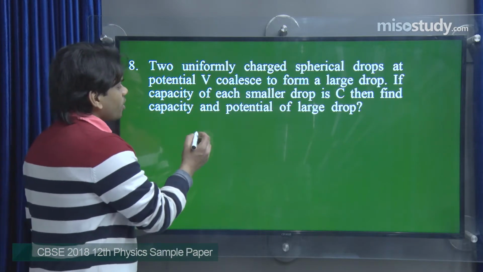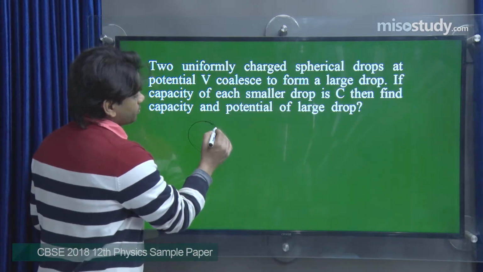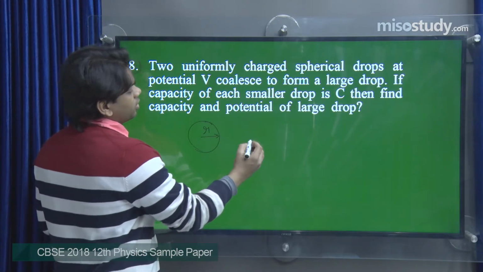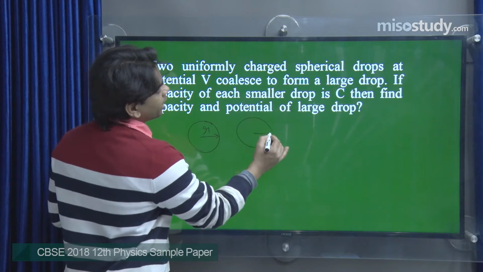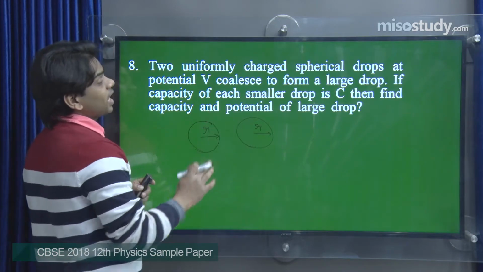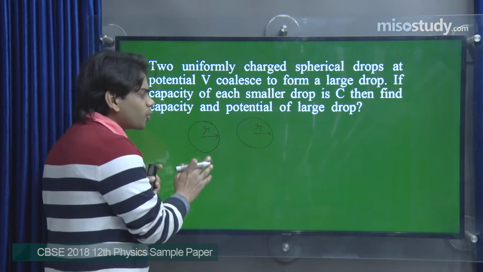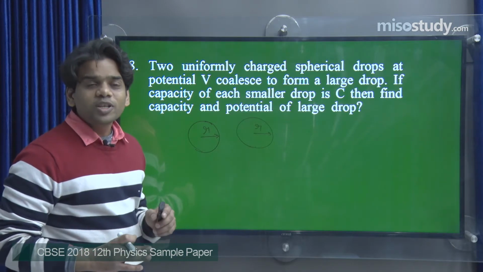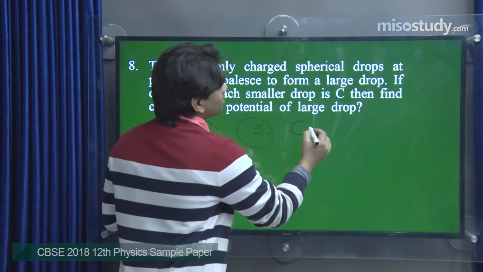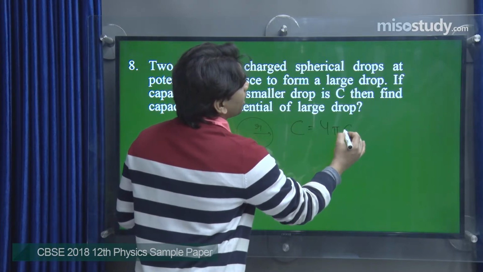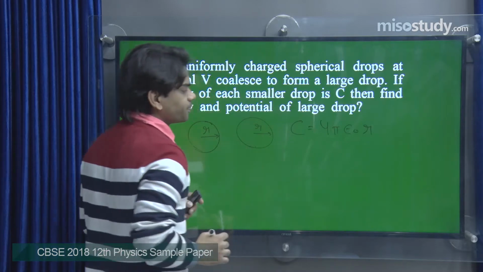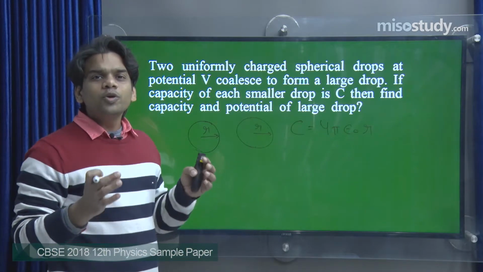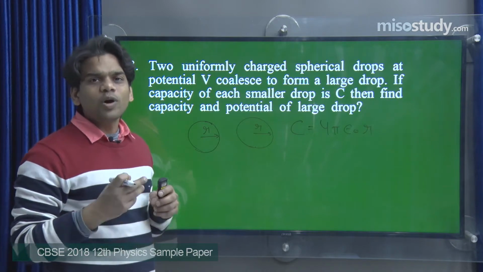Now see here, we have 2 drops. Let's take the radius as small r. 2 drops of equal radius, because we are given that their capacitance is C. And if you remember in the chapter on capacitance, you know the formula for a spherical capacitor, that is given as 4 pi epsilon naught r. This is given. Now they are going to coalesce and make one capacitor of one radius.